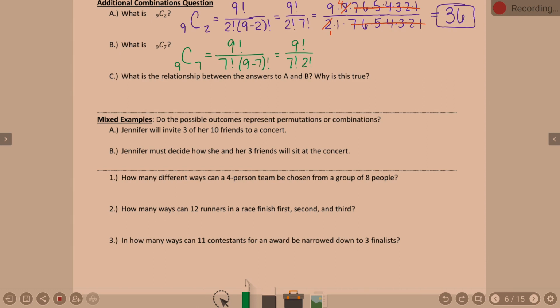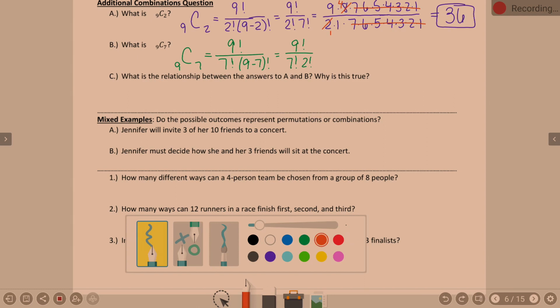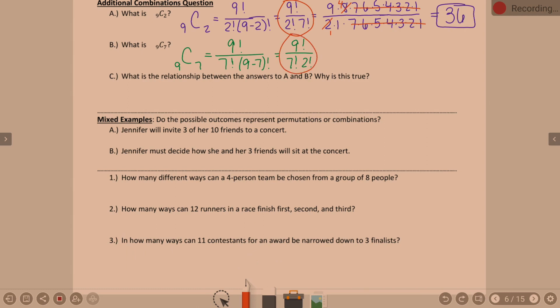I say, we can work this all out, or we can shortcut ourselves. What are we noticing here? This is identical to that, isn't it? They're both 9 factorials on top. Both bottom numbers are there. They're just in opposite order. Is the order going to matter? No, because it's still going to be the same numbers.